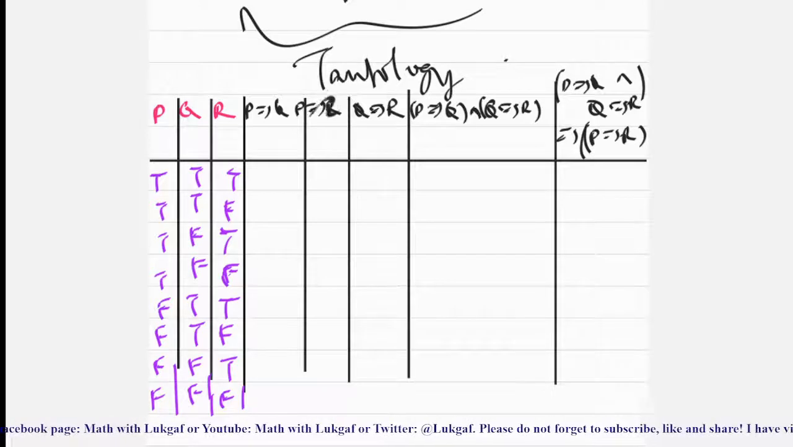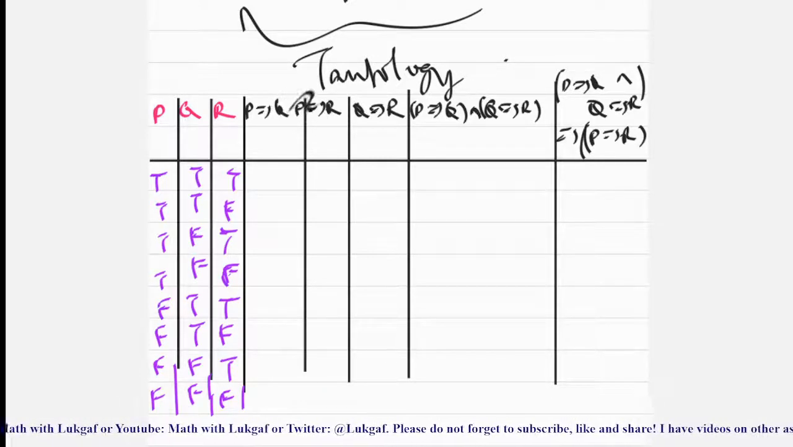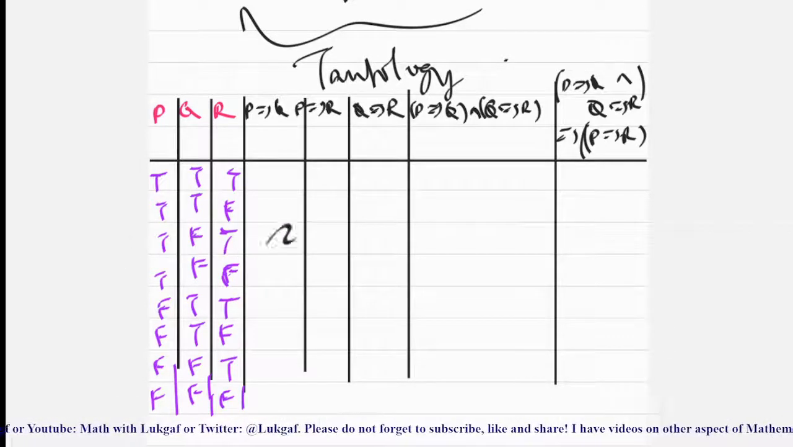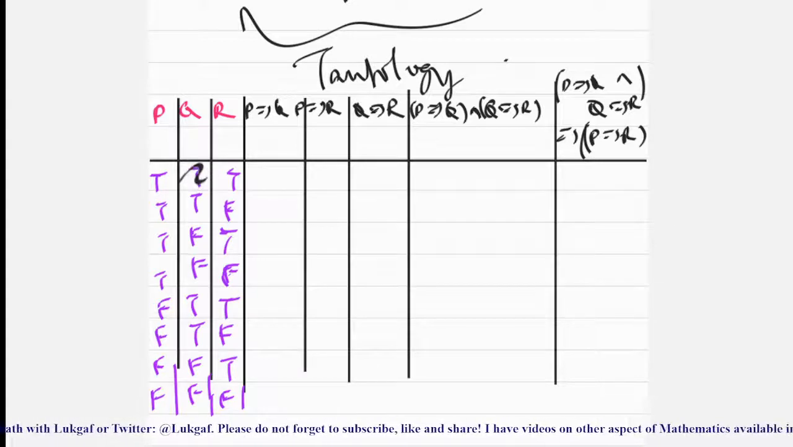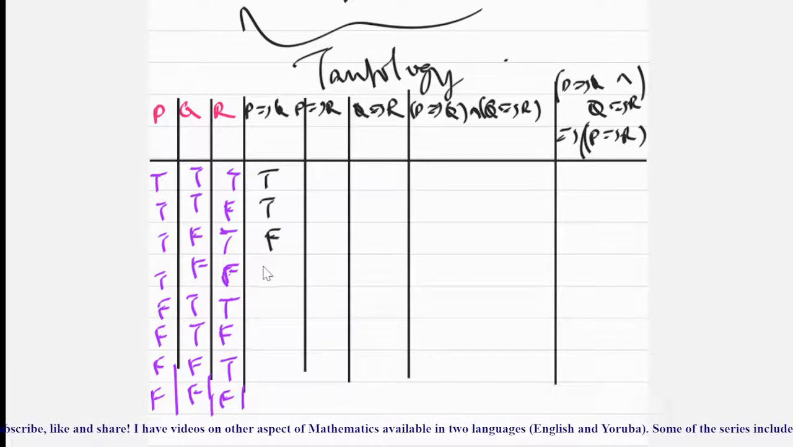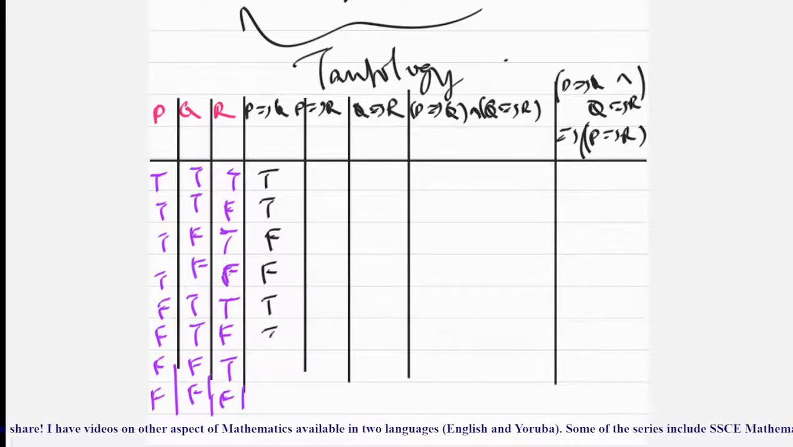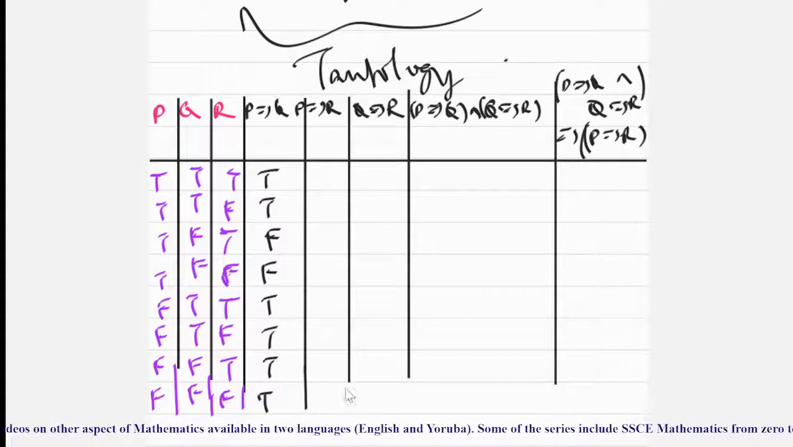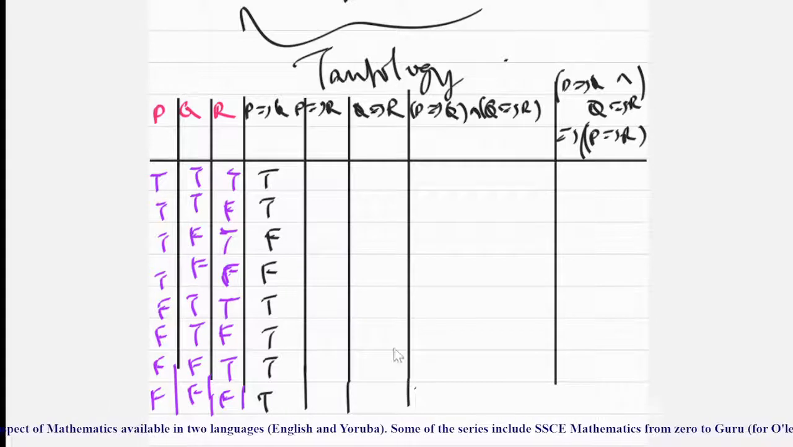So then the first one, P implies Q. Don't forget, the only time you are going to have false is when you have true implies false. So true, true, true, true, false, false, true, true. I don't need to waste my time because we know that already.